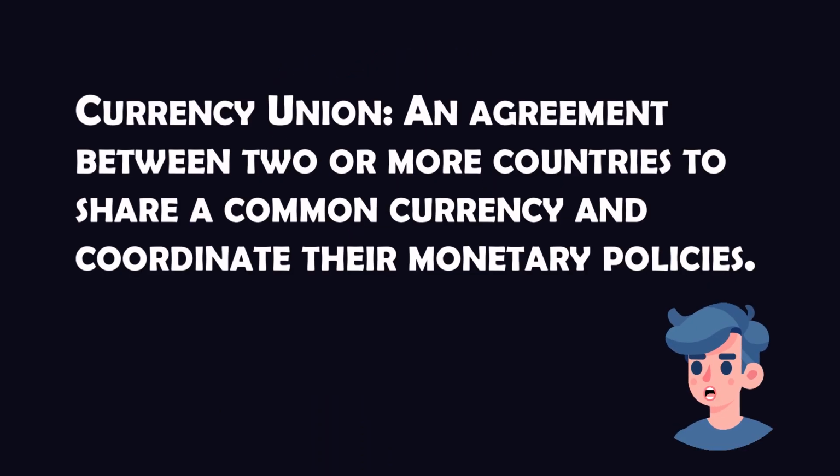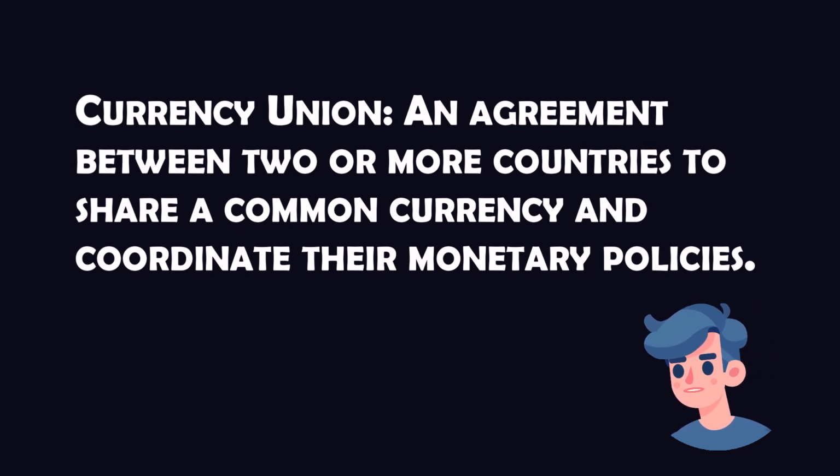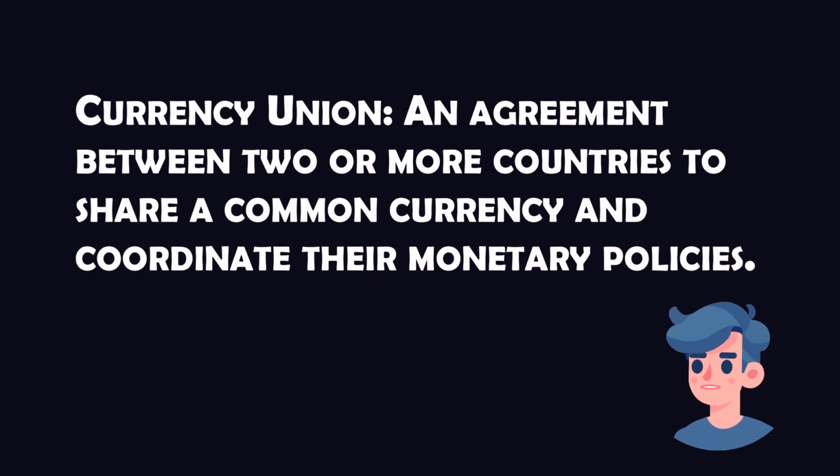So, what is a currency union? Essentially, it's an agreement between two or more countries to share a common currency and coordinate their monetary policies. Famous examples include the Eurozone, where 19 of the 27 European Union countries use the euro as their legal tender.